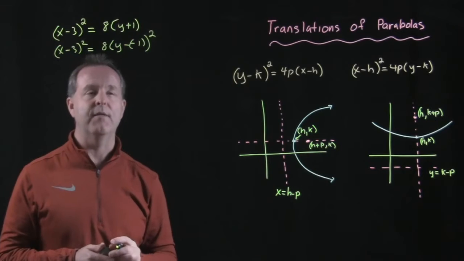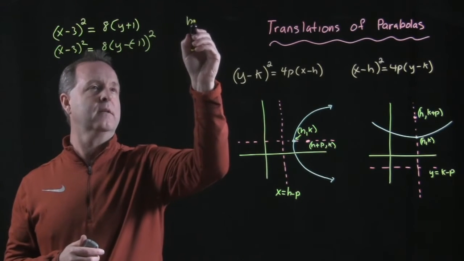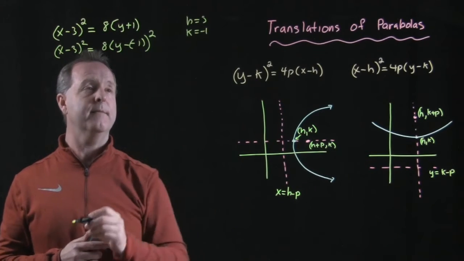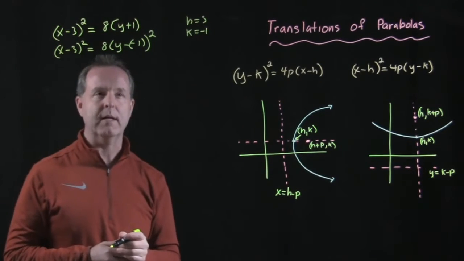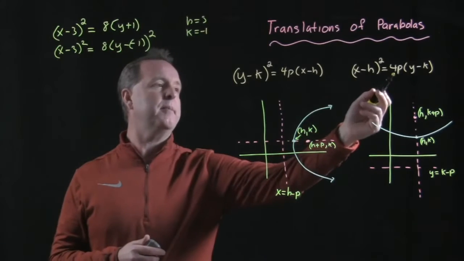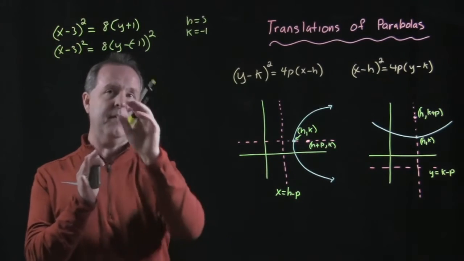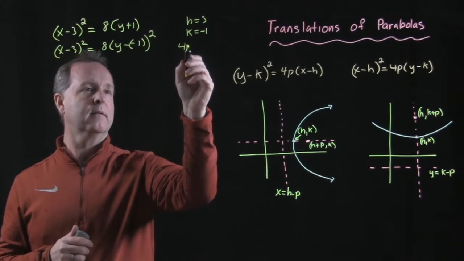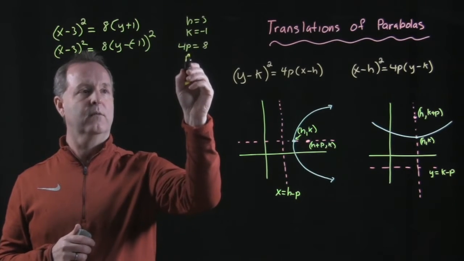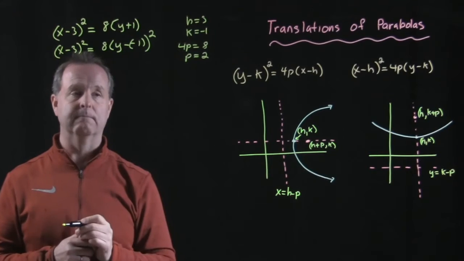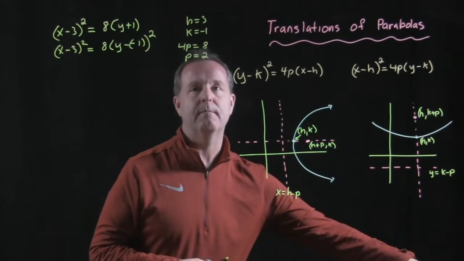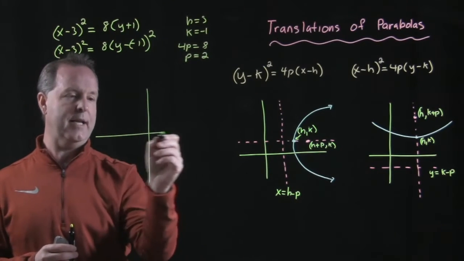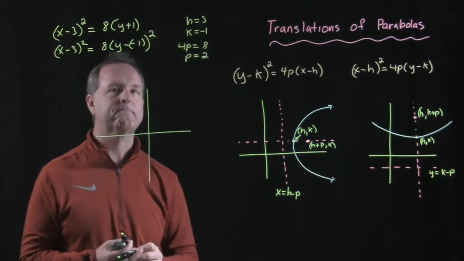And doing that, now we can list h as 3, k as −1, and p is the other one we're looking for. So remember that 4p, that combined term right there, represents the term outside the parentheses. So 4p equals 8, which means p equals 2. All right, I think we have enough information to go ahead and start to graph our translation of a parabola.